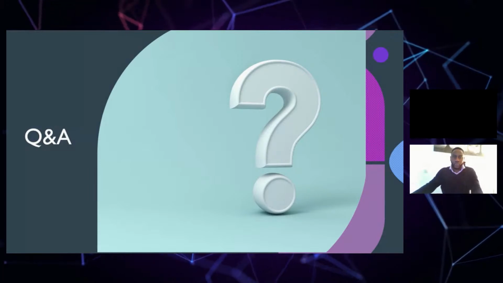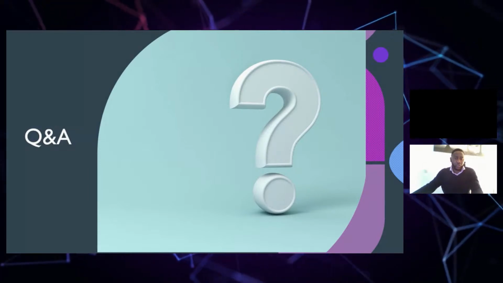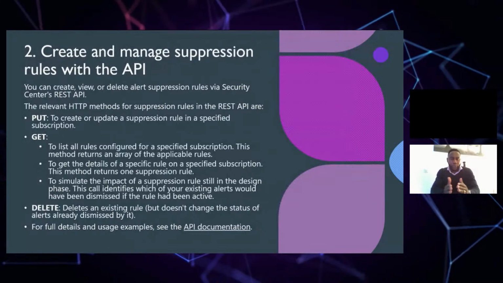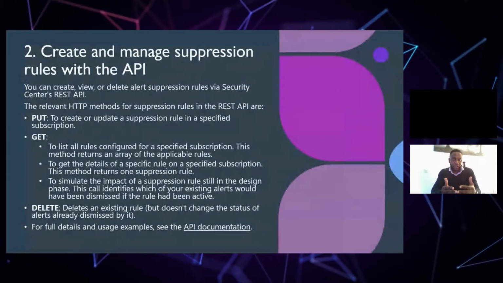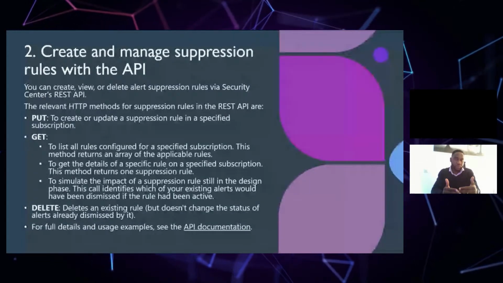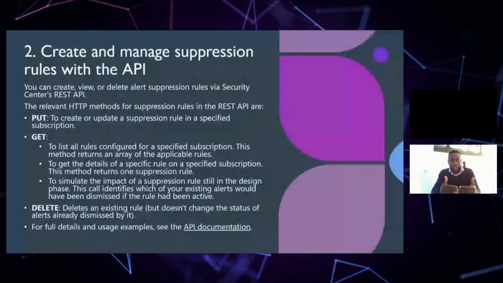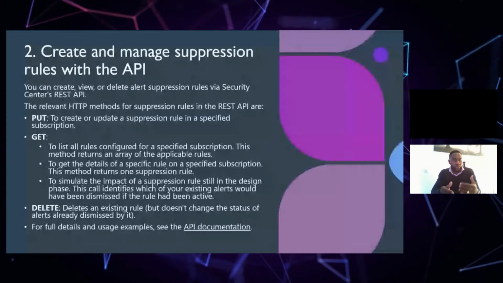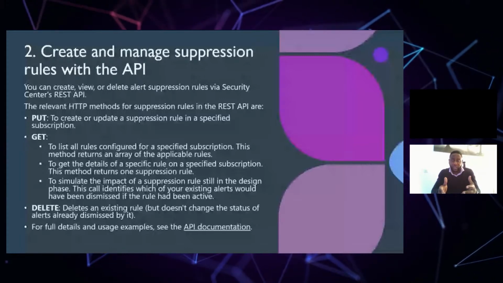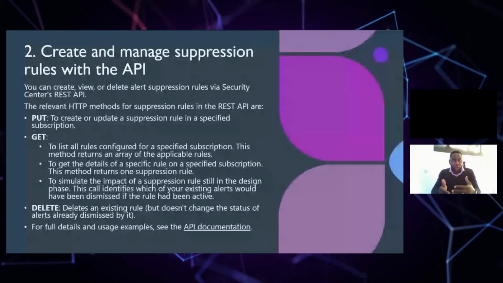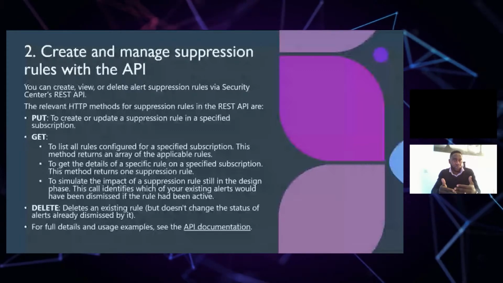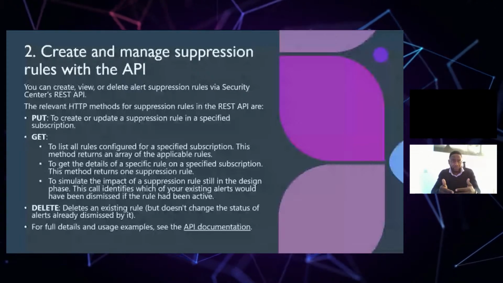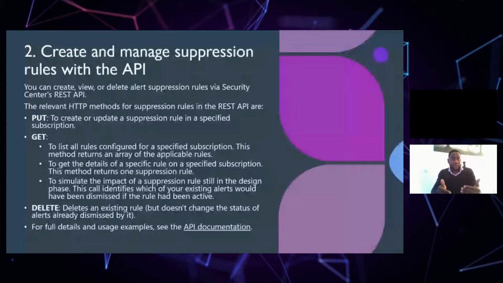Further is to create and manage suppression rules with APIs. For those of you who have worked with APIs, there are often functions you can call, like a put, a get, or a delete function. This works with the REST APIs. Put is to create or update a suppression rule in a specified subscription, like I showed. Or you can use the get function to list all the rules configured for a specified subscription, and this method often gives you an array of applicable rules.